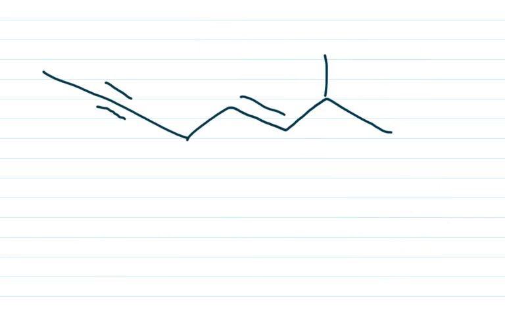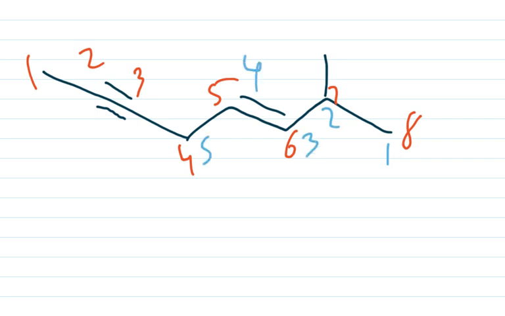So again, let's number the longest carbon chain. If we start from the left side, that would be 1, 2, 3, 4, 5, 6, 7, 8. If we start from the right side, that would be 1, 2, 3, 4, 5, 6, 7, 8. And if we look at both the numbering patterns, if we look at the red first, the triple bond falls on carbon number 2. Right? But if we look at the blue numbering pattern, the double bond falls on carbon number 3.